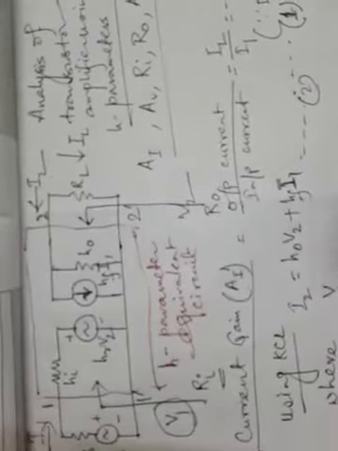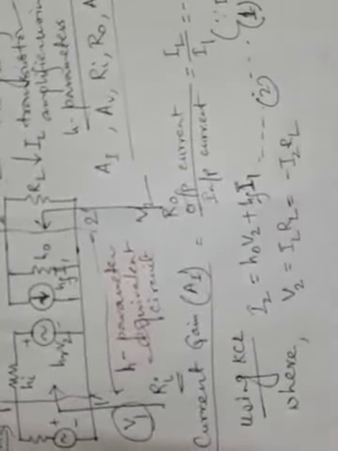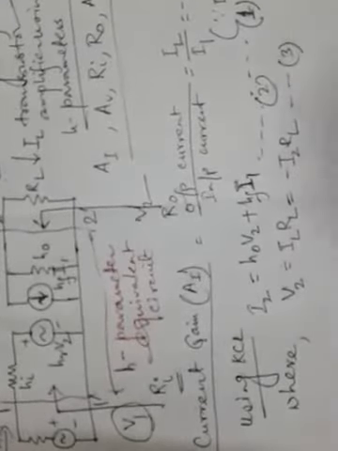From here we can also write V2, the voltage across port 2, is nothing but IL into RL, the voltage across the load resistance, or that is minus I2 into RL. Now give this as equation number 3. So if we combine equations 2 and 3, then we can write AI is equal to minus I2 by I1.